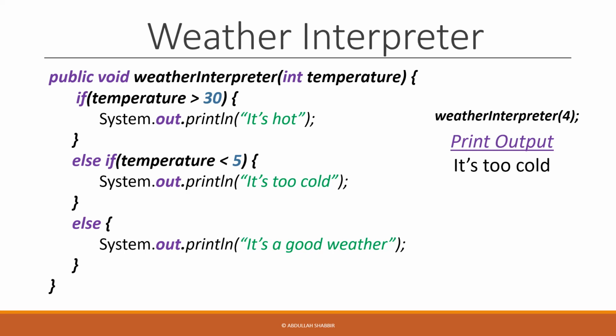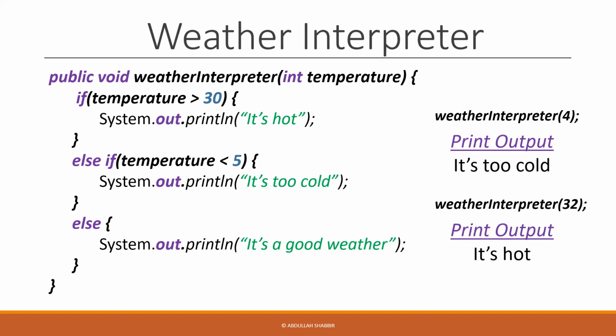Now let's call this function one more time, but this time with the argument of 32. This time our if condition will be true as 32 is greater than 30, and it will print out it's hot. Perfect.